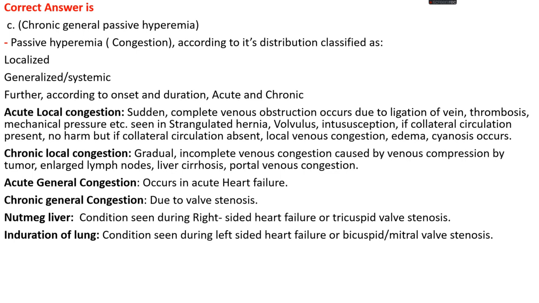Second is chronic local congestion, which is mainly characterized by gradual occurrence and incomplete venous obstruction, mainly caused by venous compression by tumor, enlarged lymph node, liver cirrhosis, portal venous congestion, etc. Acute general congestion occurs in acute heart failure. Chronic general congestion occurs due to valve stenosis. And there are two terms: first is nutmeg liver and second is induration of lung.